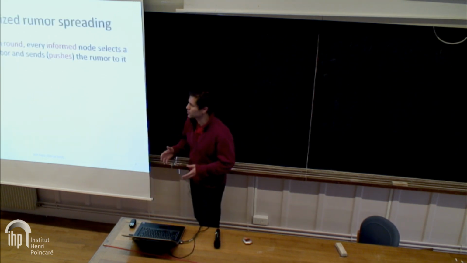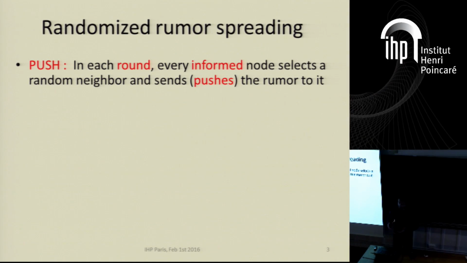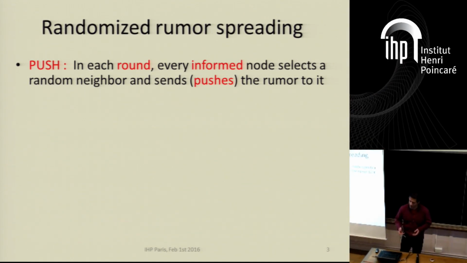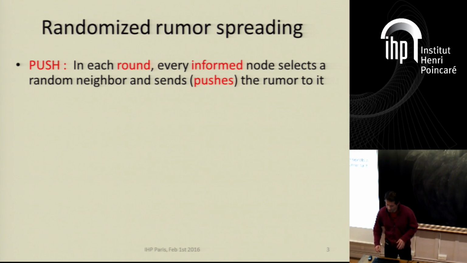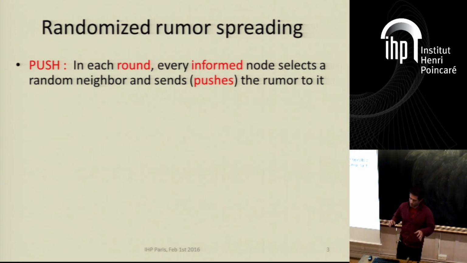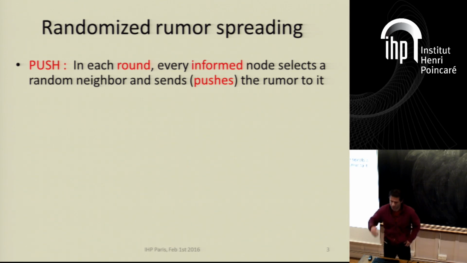So randomized rumor spreading is a very basic algorithm for solving this broadcast problem. For most of the talk, I will talk about the synchronized version of these rumor spreading algorithms, where nodes take steps in synchronous rounds. Towards the end of the talk, I will talk about also asynchronous versions of randomized rumor spreading. But for now, I will assume a round-based protocol.